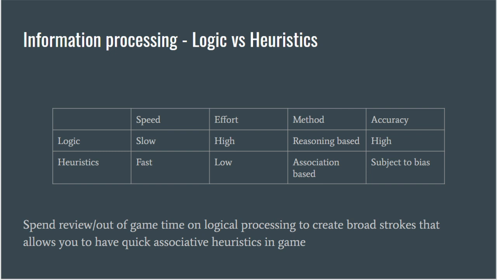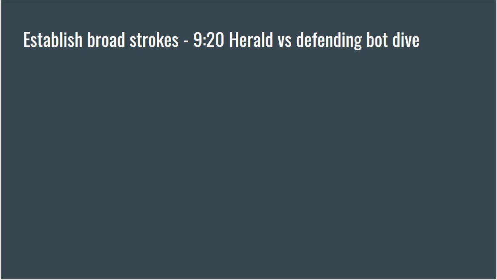So what you want to be doing in your review time is to transform this logical processing into broad strokes that allows you to have quick associative heuristics in game. Now, how can this be done? Let's take a look at the third example over here, 920, where we have a decision now, right? Do we go for Rift Herald or do we defend the bot lane dive? Once again, this is really bad for bot lane. What can we do here instead?